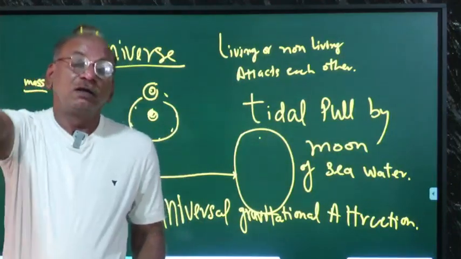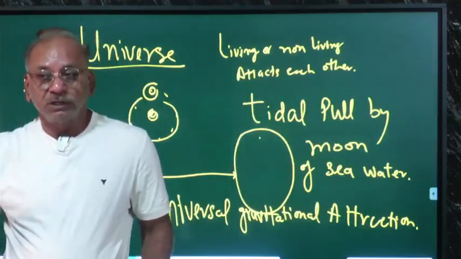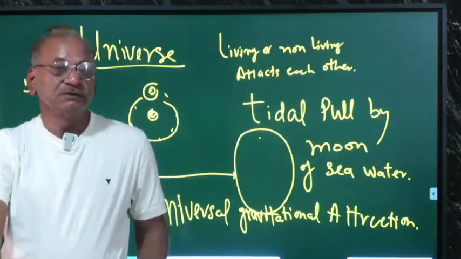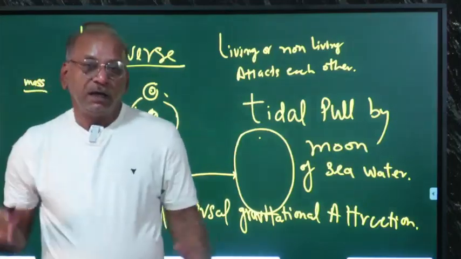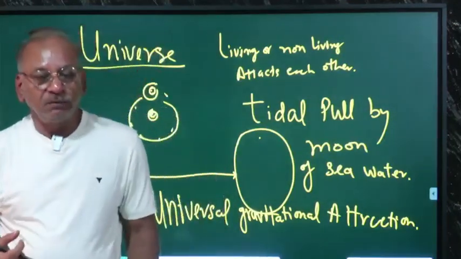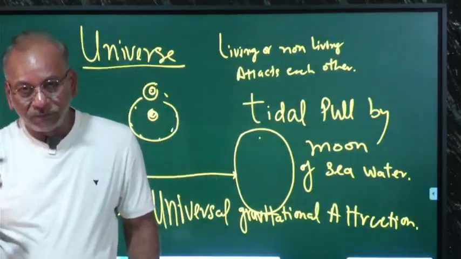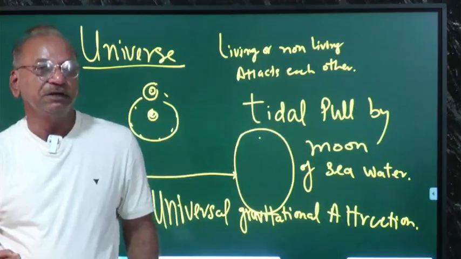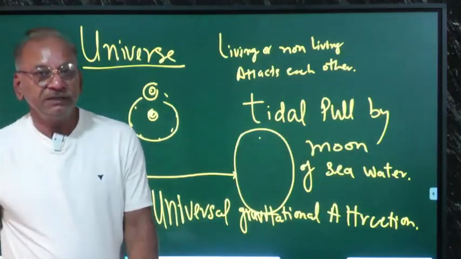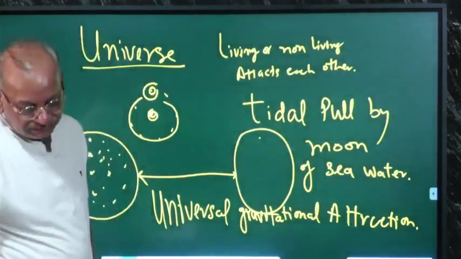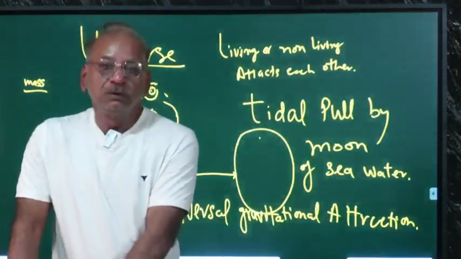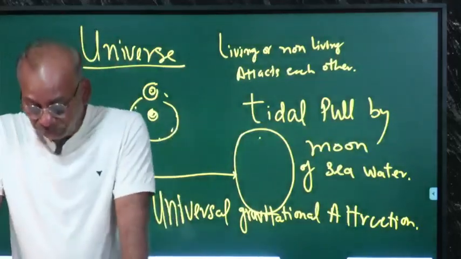And for a remote object, the remote object may feel that one single mass is acting upon it, attracting it from one point. This is called center of mass or center of gravity or geometrical center of this object, right? So this is the nature of gravitational pull or gravitational force.